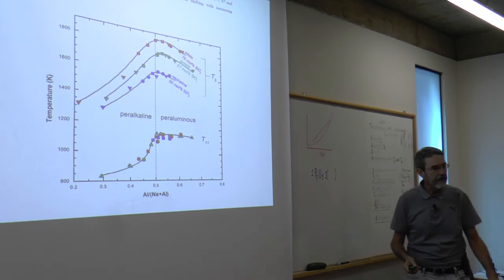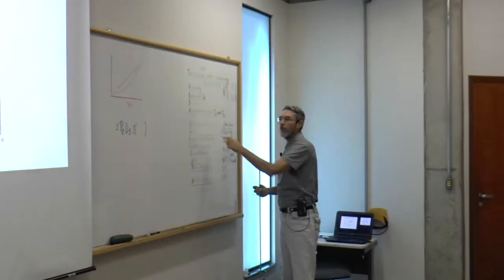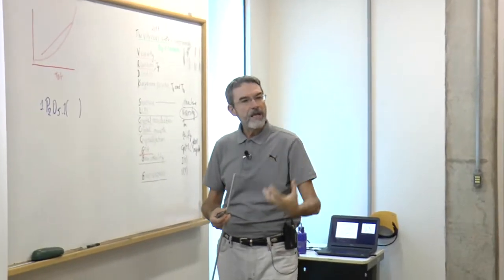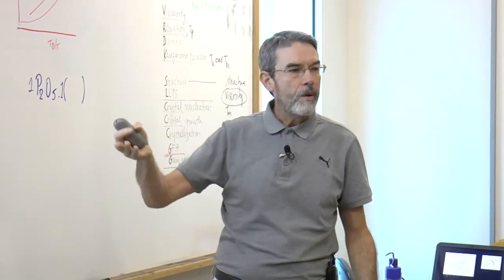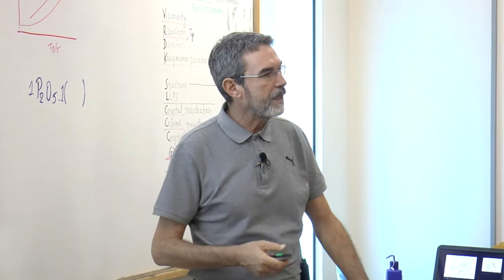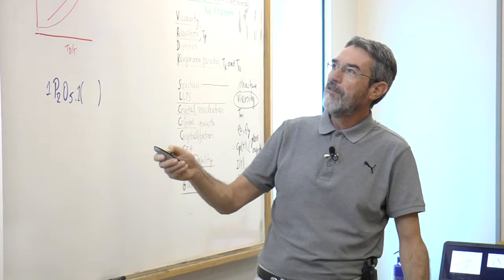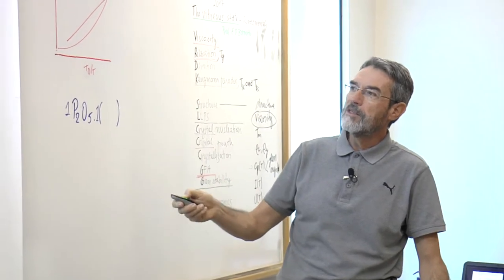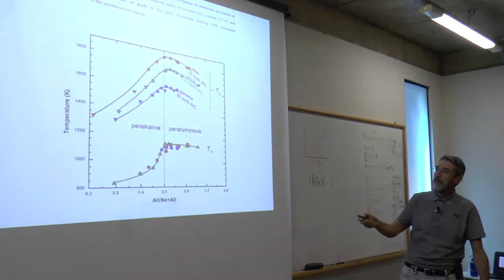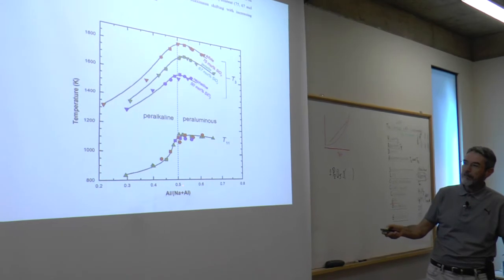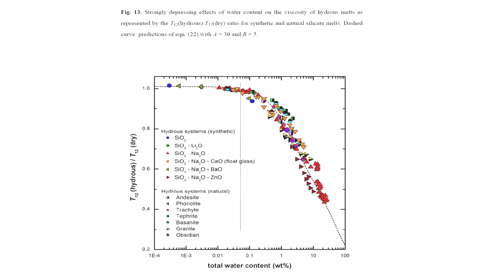We are going to explain this in the structure class. You see why this happens. These changes are related to structural changes in the liquid when certain oxides are added. Alumina is a special one which has this behavior, and even for T3, this is T3, this is T11, you see the peak of viscosity when this ratio is exactly 0.5. Aluminum divided by sodium plus aluminum.